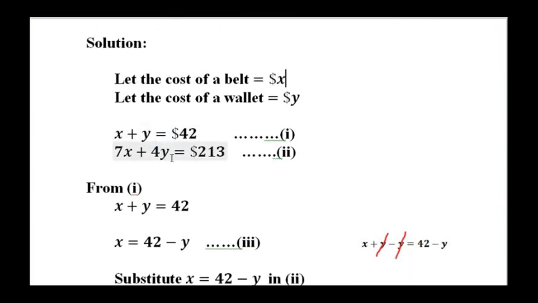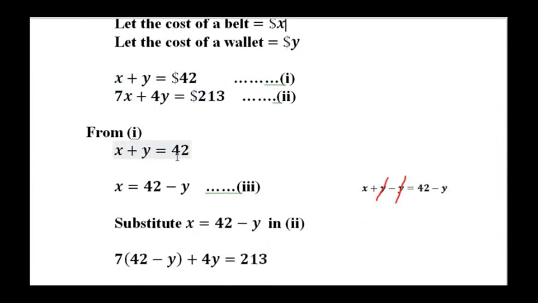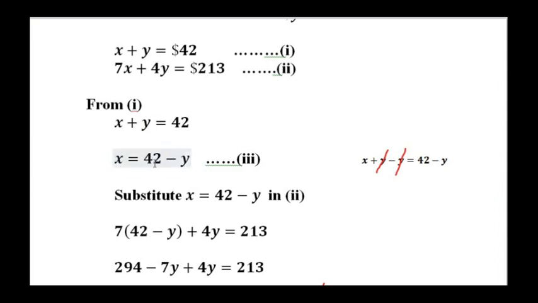Now let's solve this system of linear equations using the substitution method. It's important to note that we can also solve the system using the elimination method, but the substitution method makes it easier to simplify these equations. So from equation 1, x plus y equals 42. I will solve this equation for the variable x. So x equals 42 minus y. And I'll name x equals 42 minus y as our equation 3.